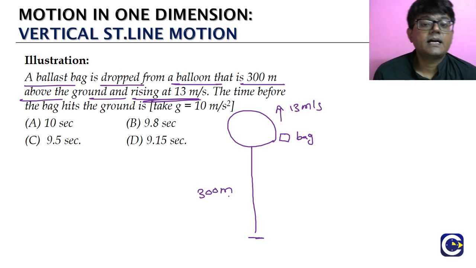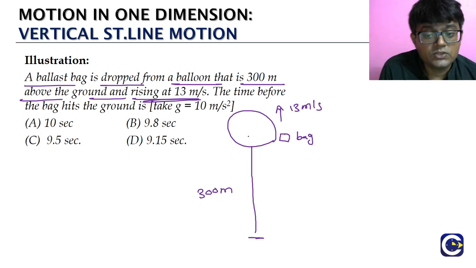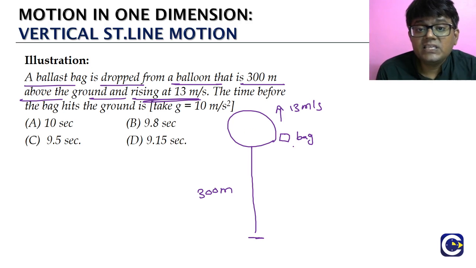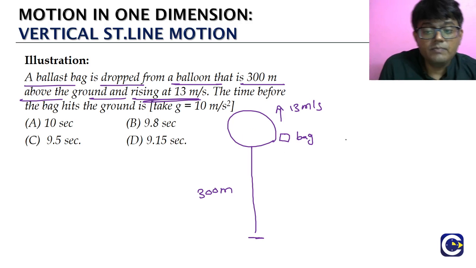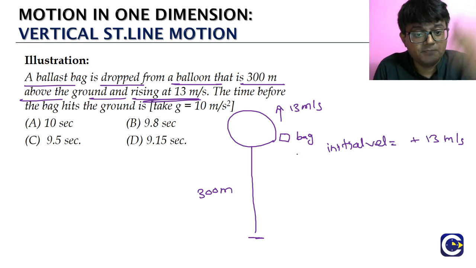See here, this is a case of dropping an object from a moving entity. The balloon is moving, right? So the bag's initial velocity will be equal to the velocity of the balloon. So the bag's initial velocity is what? We will take it as plus 30. Why plus 30? Because it is going up.